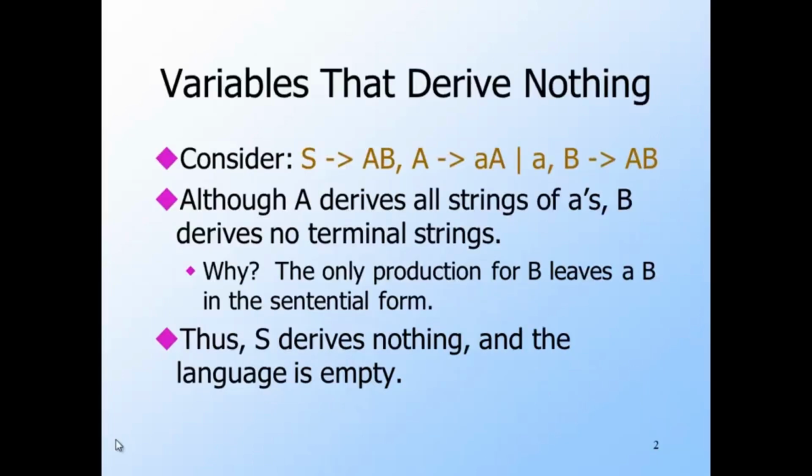Here is an example of a really bad grammar. A is okay. It derives all strings of one or more A's using its two productions. However, B has only one production, and that production has B in its body. Thus, once a sentential form has a B in it, you can never get rid of that B, and as a result, B derives no terminal strings. To make matters worse, S has only one production, so that must be the first used in any derivation, but that production introduces a B into the sentential form, so it is impossible to derive any terminal string from S, and therefore the language of this grammar is empty.